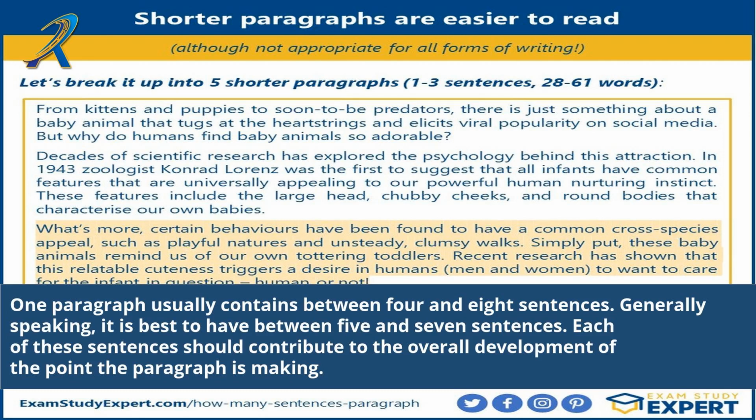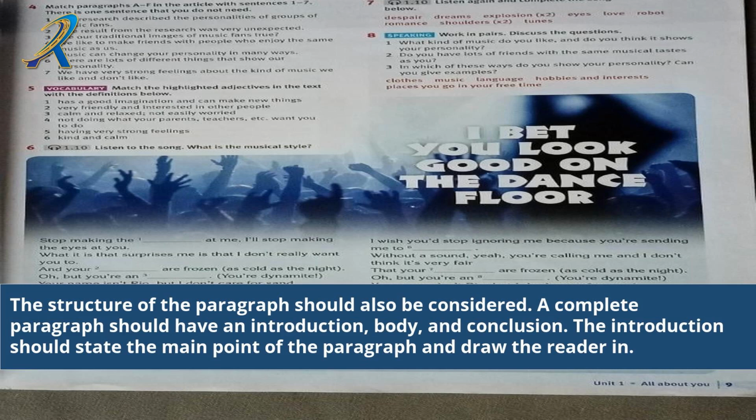One paragraph usually contains between 4 and 8 sentences. Generally speaking, it is best to have between 5 and 7 sentences. Each of these sentences should contribute to the overall development of the point the paragraph is making. The structure of the paragraph should also be considered.